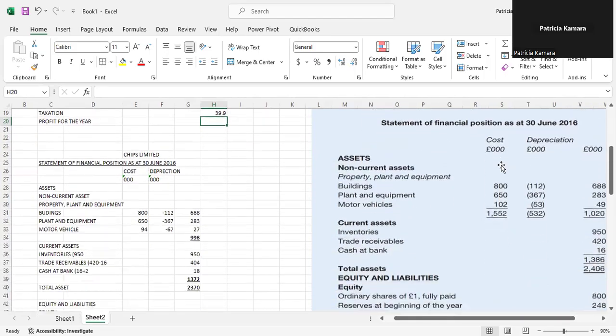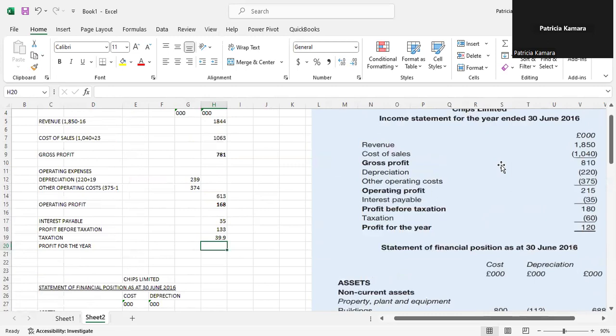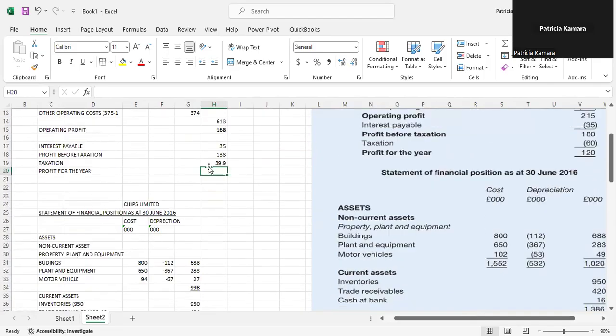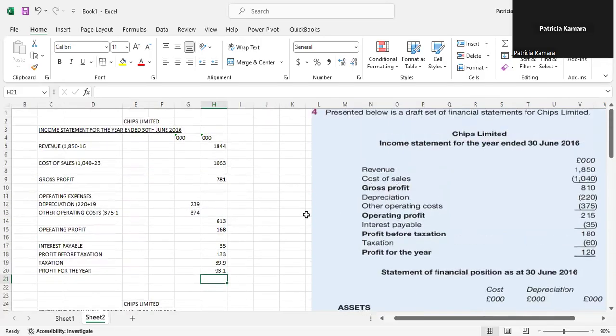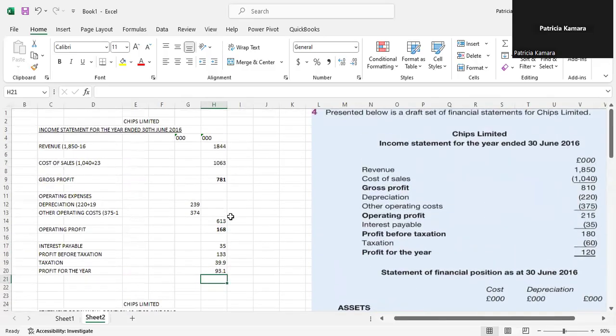Right, so let's see whether we had reported everything. Okay, so yeah, that gave us that. So our profit for the year is profit before tax minus the current year taxation, giving us 93. Okay. So let's see.